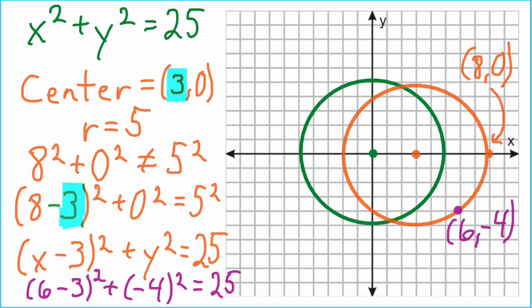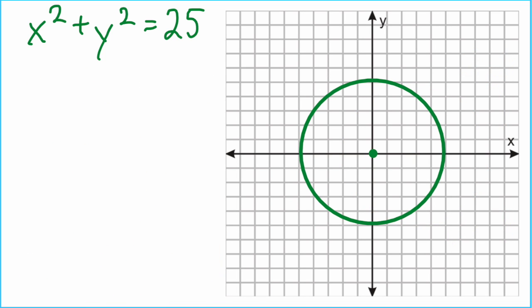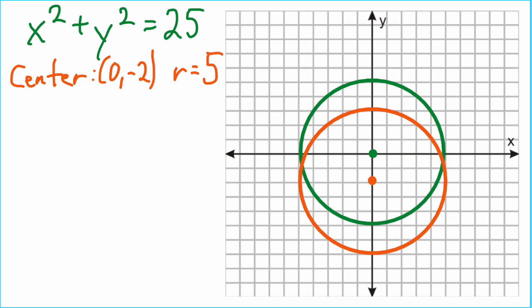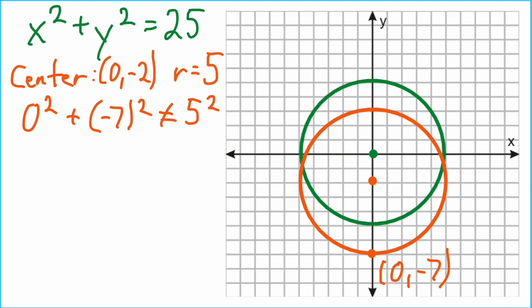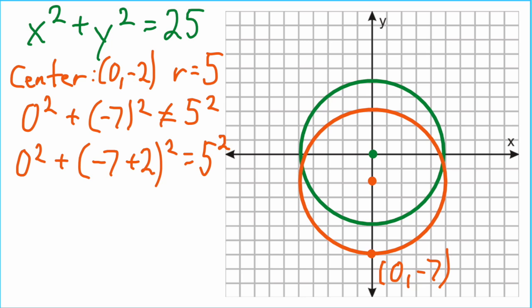Okay, let's go back to our original circle. This time I'm going to make a new circle that's 2 units below our original. So now our center is at (0, negative 2). Our radius is still 5. So this gives us a point (0, negative 7) that shows up on the circle. But if I put that into my formula, 0 plus negative 7 squared doesn't equal 5 squared. So what do we have to do to our negative 7 to make this equation work? If we add 2, then we get negative 7 plus 2, which is negative 5, and that would simplify to negative 5 squared, which is the same thing as 5 squared.